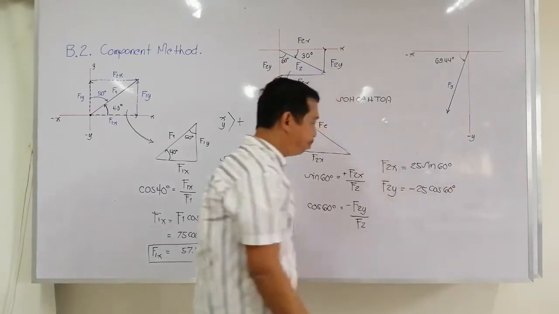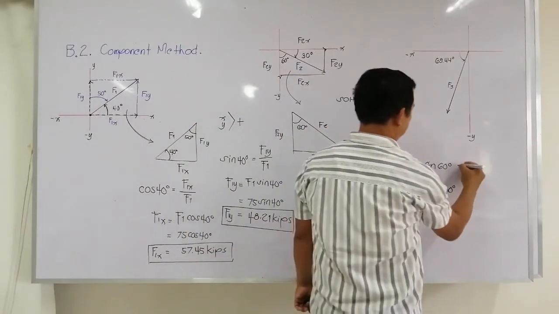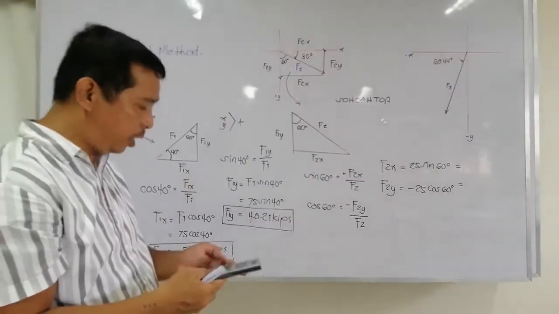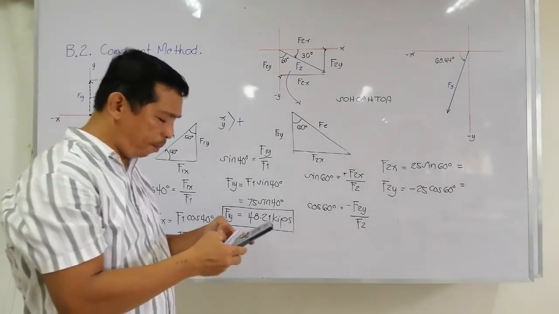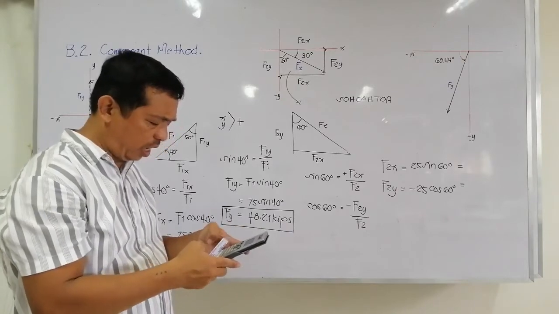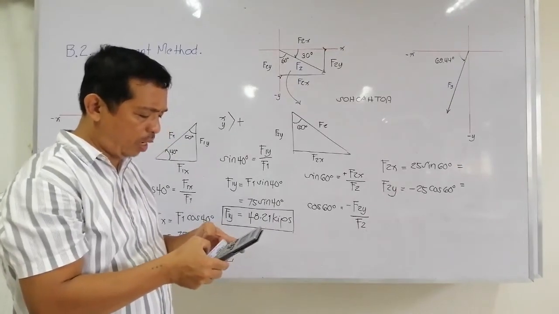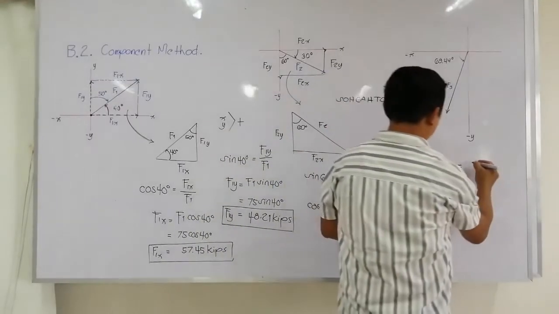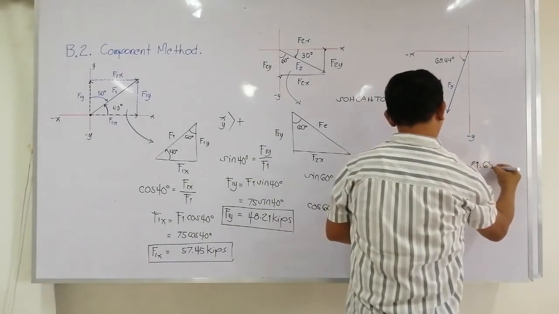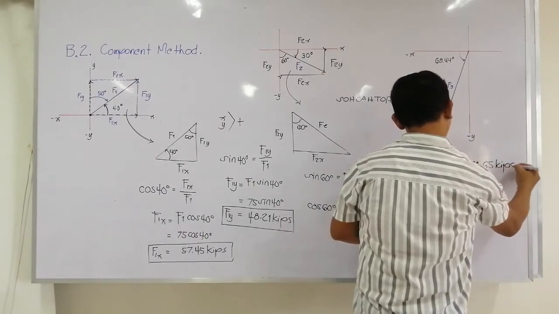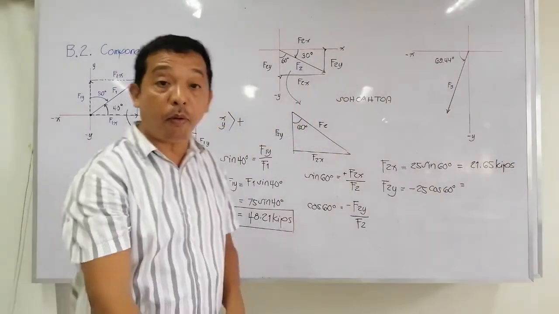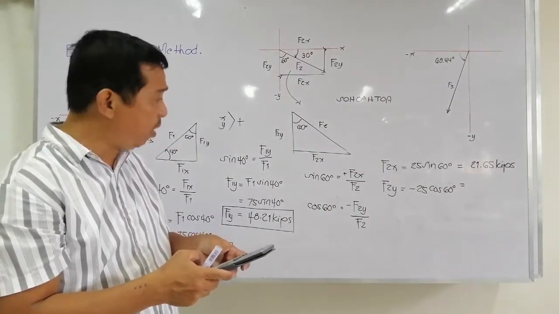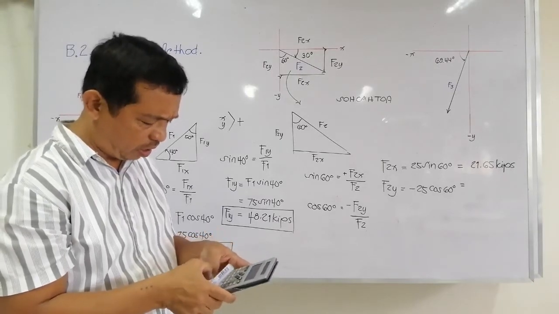cosine of 60. Now, computation, makakakuha tayo ng values na for F2x, which is 25 sine of 60, that would have to be equal to 21.65. Positive 21.65 kips. And for your y component of F2, which happens to be negative, that would have to be 25 cosine of 60.